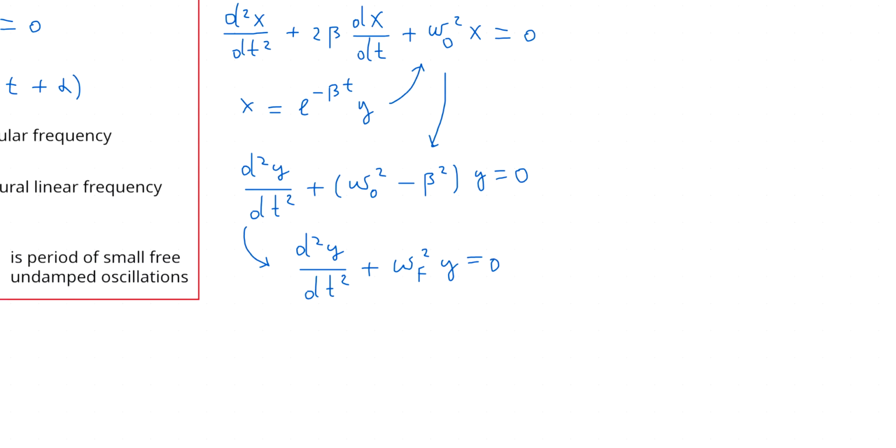Where we have written that omega f is equal to square root of omega 0 to the power of 2 minus beta to the power of 2. Okay, do you have any questions about this? No questions.